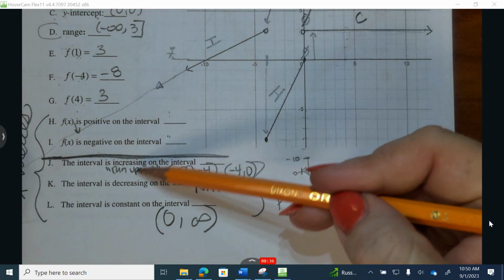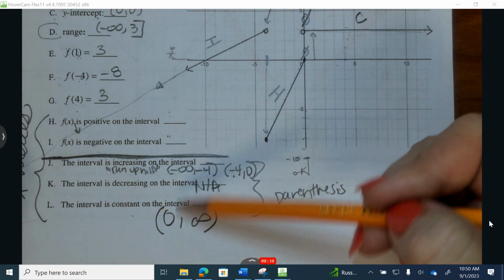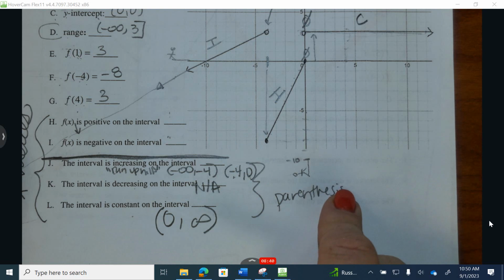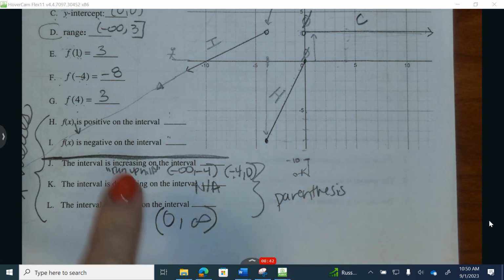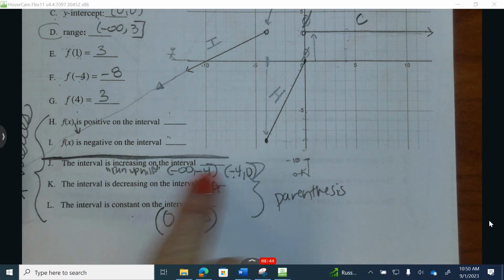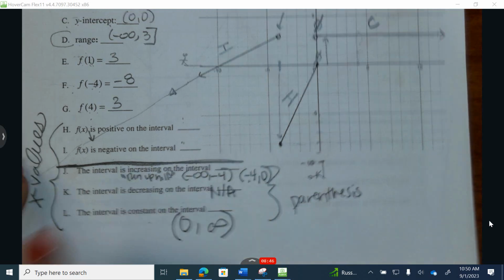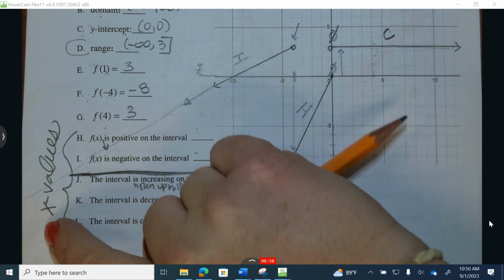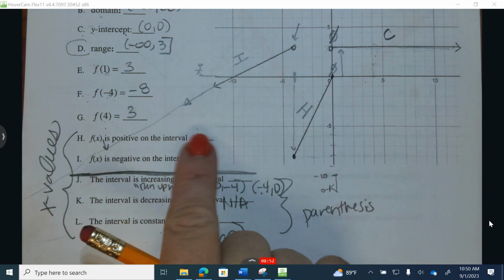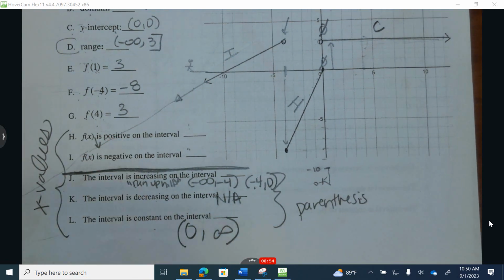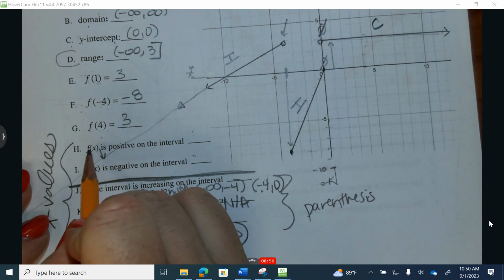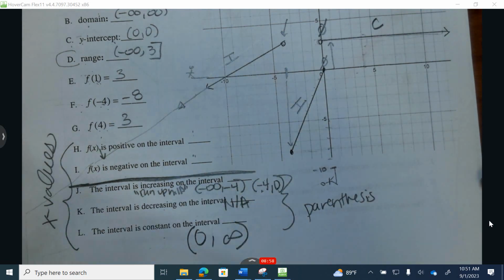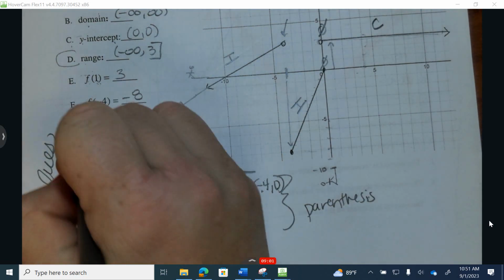For that reason, increasing, decreasing, and constant intervals will always, always, always use parentheses. So what I start to tell students is anytime you have to do these, just start with parentheses right away. It is different for positives and negatives. Although we are going to use x values to describe these intervals, we will use brackets occasionally. So what does this mean? Above where you see f of x, please write y values.